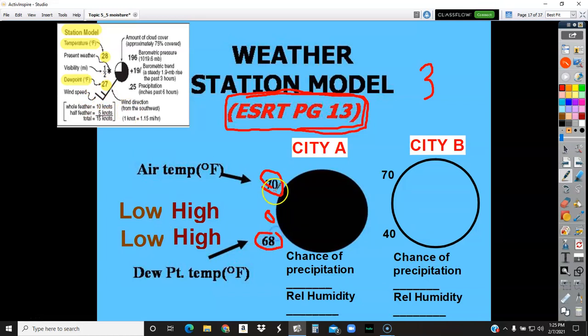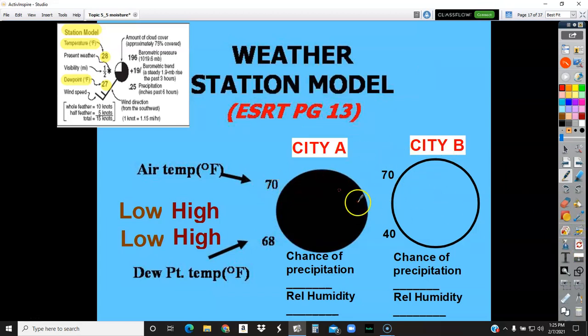I wanted to point this out because that'll come up sometimes on a test question. They'll give you these two cities here. You've got city A and city B. This could be wherever. Miami, Florida is A. We'll put Miami. And New York City is city B. And they'll say, who has a better chance of precip? Who's got a higher humidity?